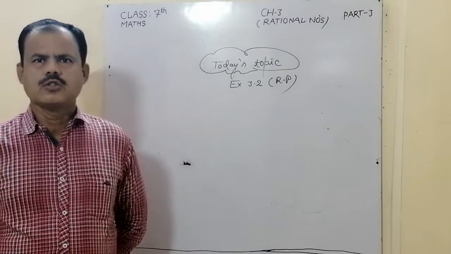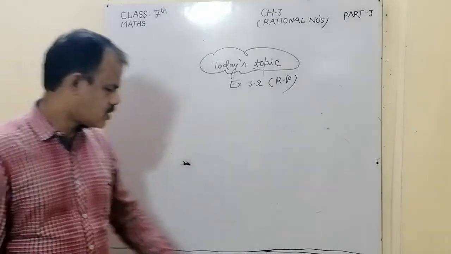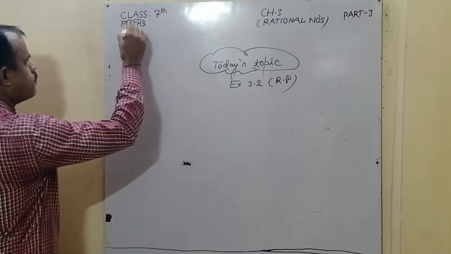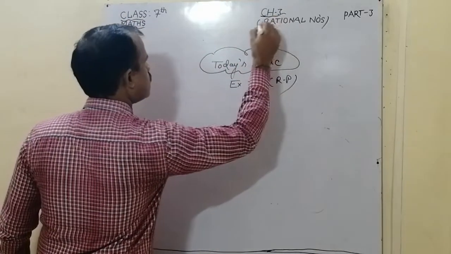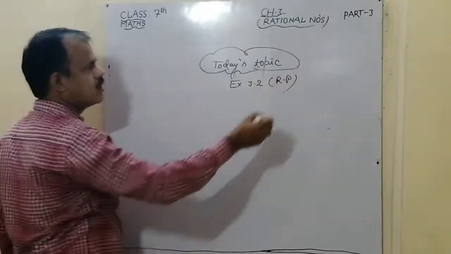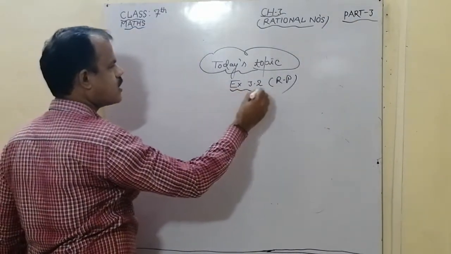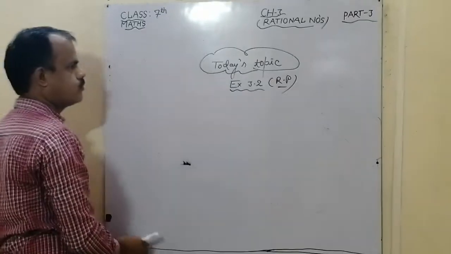Dear students, today we are going to discuss the half-yearly syllabus of class 7 maths, chapter 3, rational numbers. This is the third video, and today's topic is the remaining part of exercise 3.2.